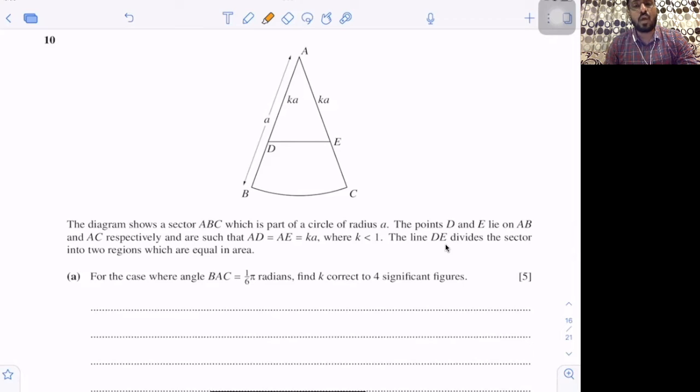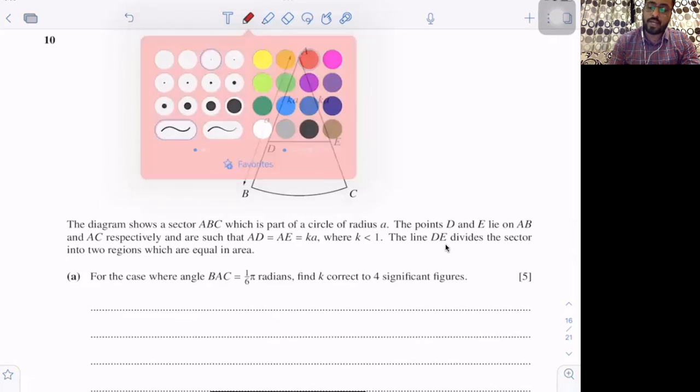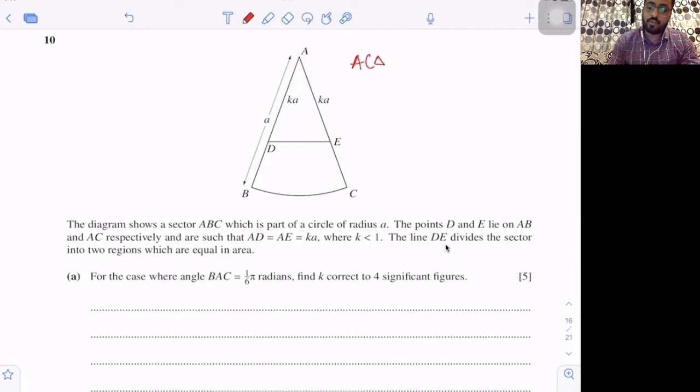That means the area of the triangle ADE. So I can write here area of the triangle ADE is equal to the area of the region, the rest of the region. So that's BCED. So area of region BCED. So these two areas are exactly equal. K is less than 1, already mentioned to us.